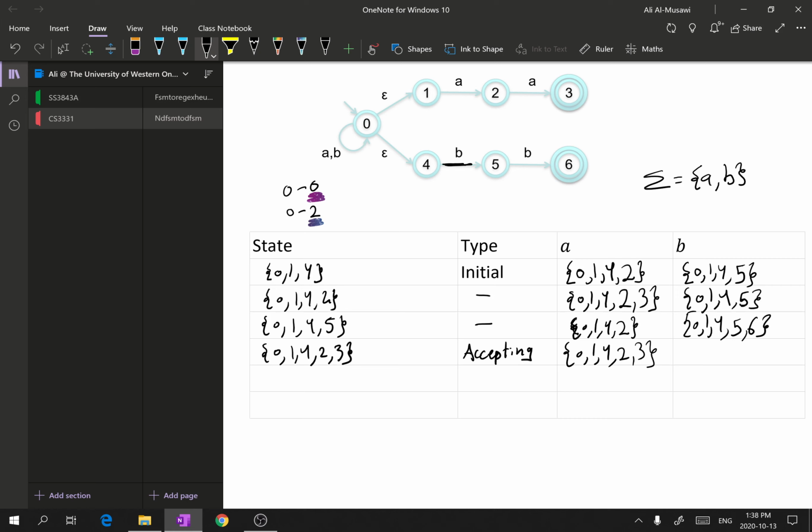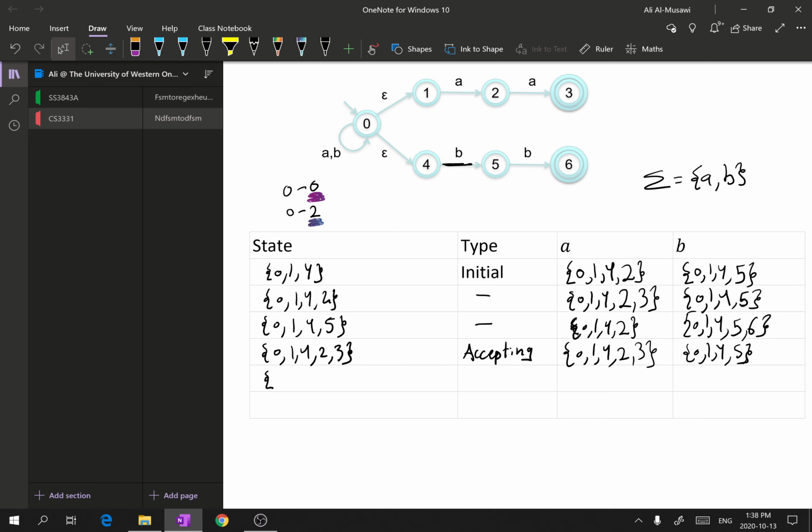Okay, next thing we do is B. We start from 0 again. 0 goes to itself, plus the epsilon closure of 0, so 0, 1, 4. Now, where does 1 go on B? Nowhere. Where does 4 go on B? 5. 5, epsilon closure is still 5. Where does 2 go on B? Nowhere. Where does 3 go on B? Nowhere. So that's it.